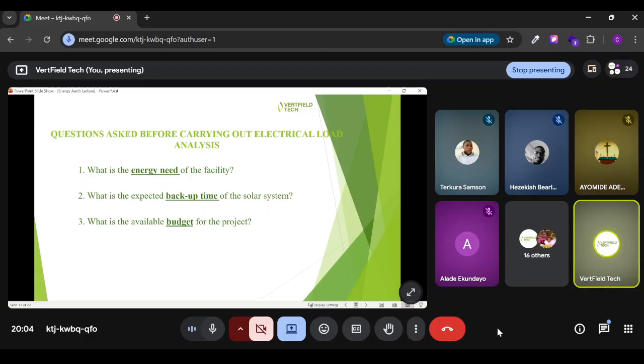If the budget is enough, very good and fine. If it is not enough, we can now switch to option B. What is this option B? Tune it down to what Mr. Sampson can afford and then propose it to him. There is a better way of handling such situations. So, three questions to ask: energy need of the facility, backup time of the solar system, and the budget available for the project.